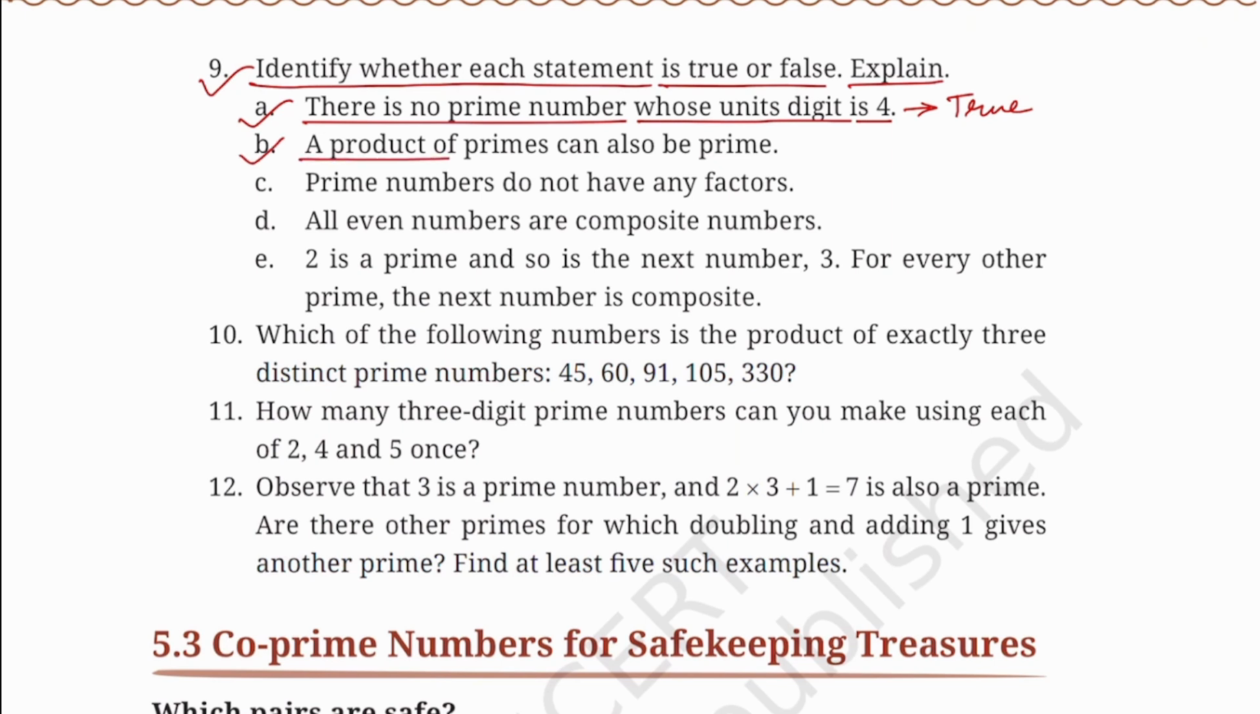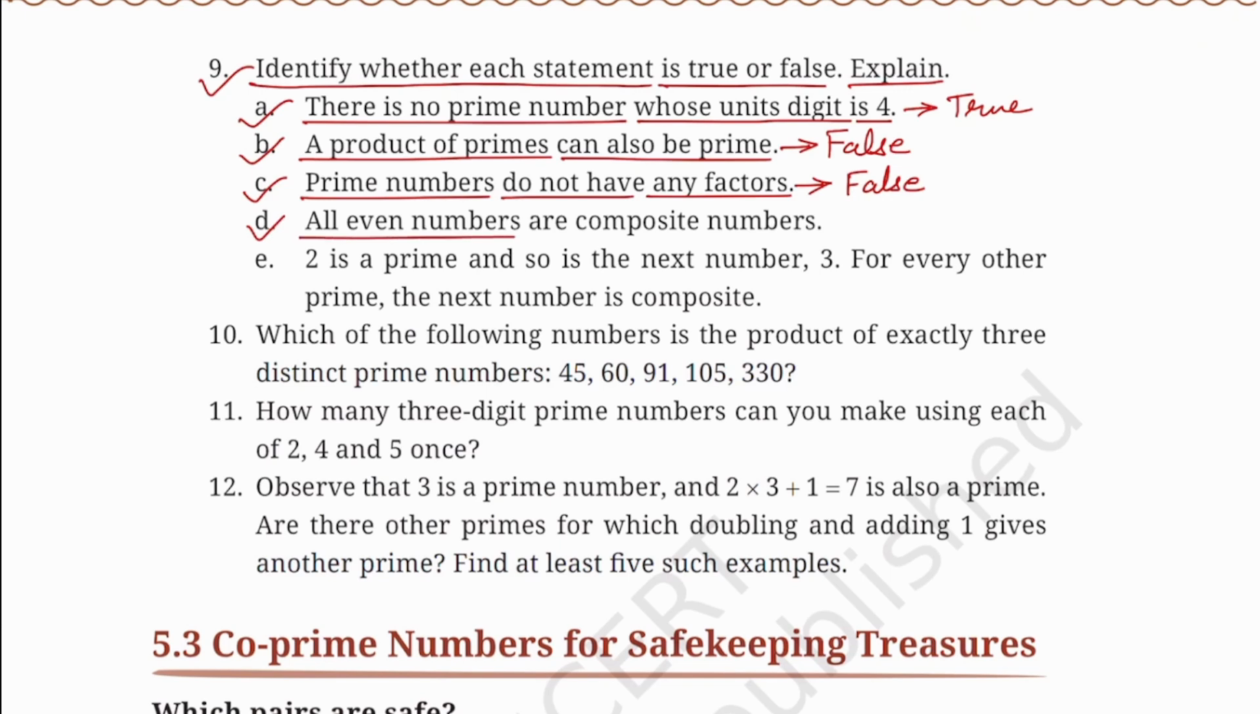B. The product of primes can also be prime. False, as their factors will be more than 2. C. Prime numbers do not have any factors. False. We know prime numbers have only 2 factors.